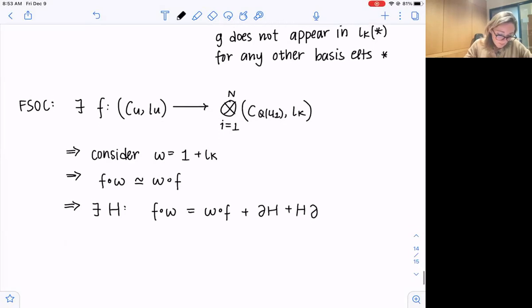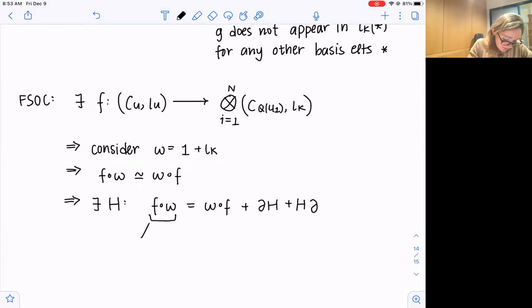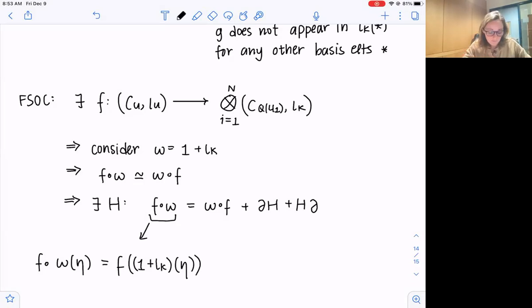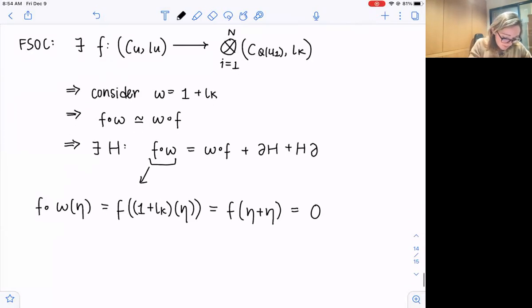Okay. And we'll look at the left-hand side first and note that we're looking at F of omega of eta. And recall this is just F of 1 plus iota K of eta. I've told you that iota K of eta is itself. So this is just eta plus eta. We're working over the field of two elements, so this is just 0. And so maybe we'll claim here now that the right-hand side does not equal 0, and that will give us our contradiction.